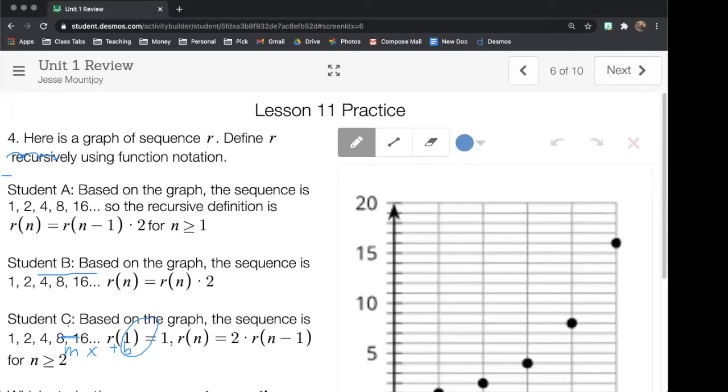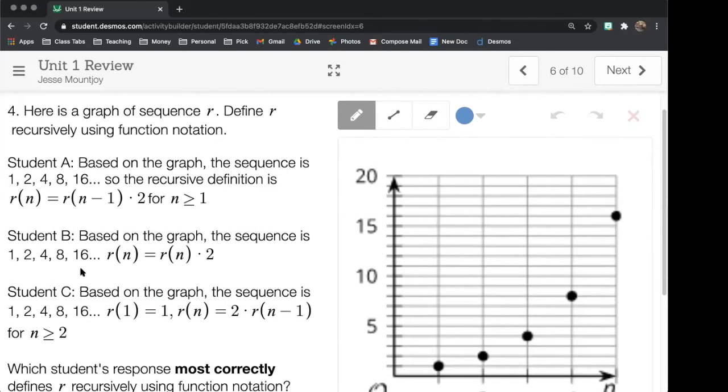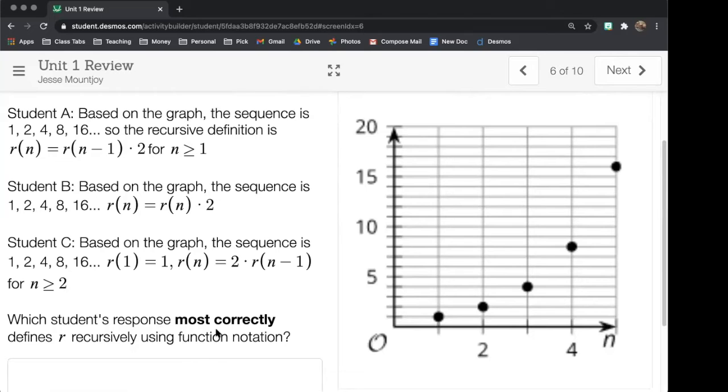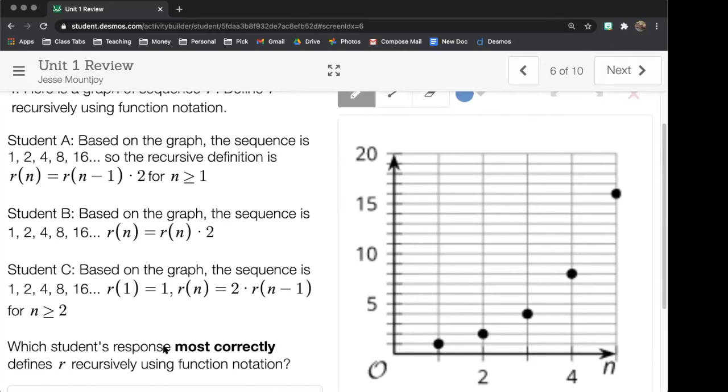So looking at this next one, we have a function. Here's a graph of the sequence R. And it says define R recursively using function notation. So we have 3 student samples, student A, B, and C. And we want to know which student's response is most correct when defining R recursively using function notation. So let's take a look at what we have here.